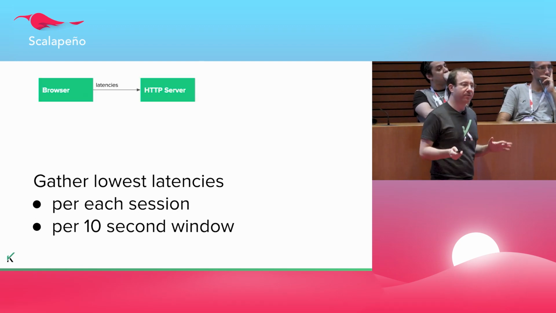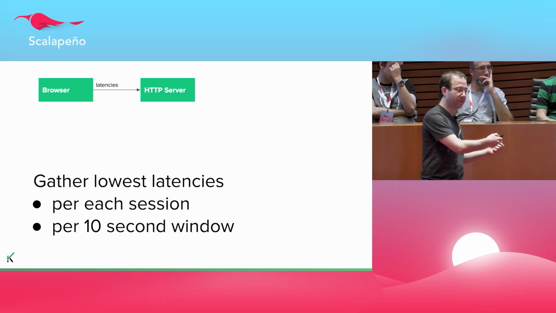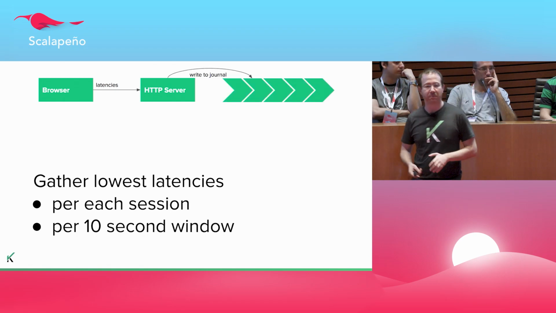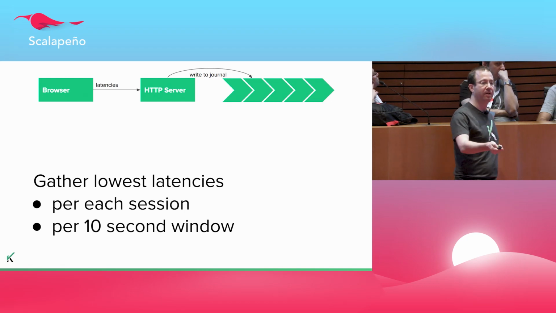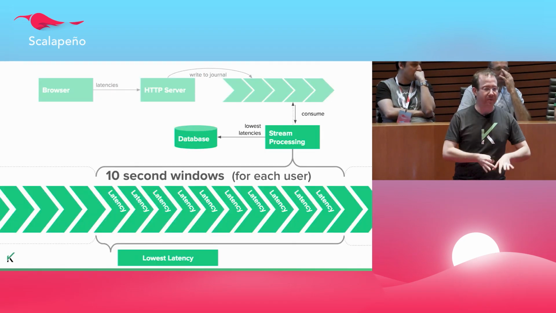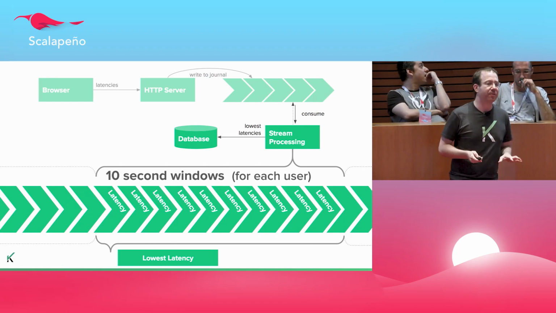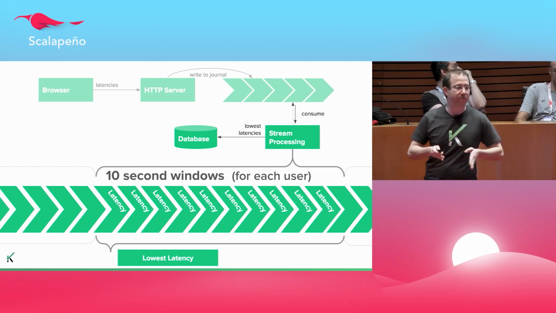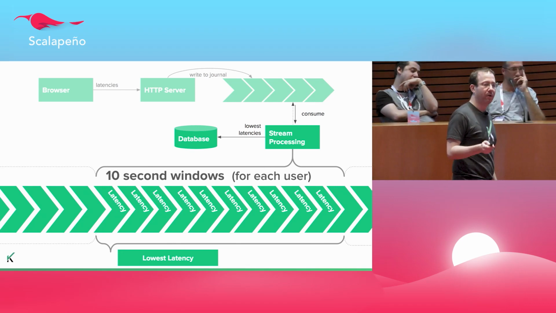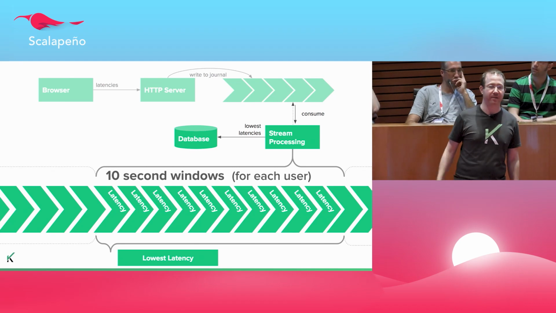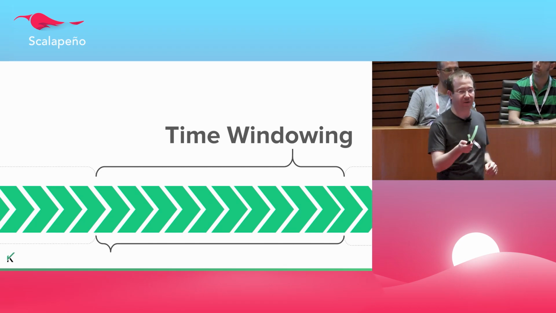So let's run this through. First, we have the user's browser from which we measure and send latencies to our server. Then that arrives at the journal. This could be Kafka or Kinesis if you're on Amazon. And then we consume that information into a stream processing microservice where we assemble that information into 10-second windows from which we choose the lowest latency entries for each user. Only those we want to retain for later analysis. So that's time windowing, basically. This is a major part of what we're going to talk about here.